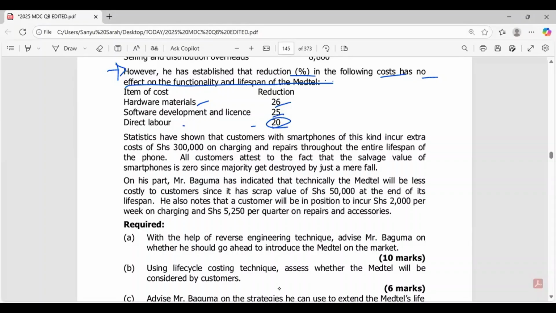Mr. Baguma should go ahead and introduce the Medtel on the market, because the production cost per phone of 558,000 shillings is less than the actual cost per phone, is less than the target cost per phone of 560,000 shillings. And that is all.